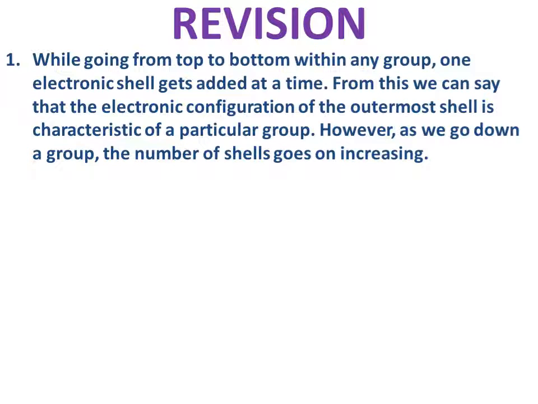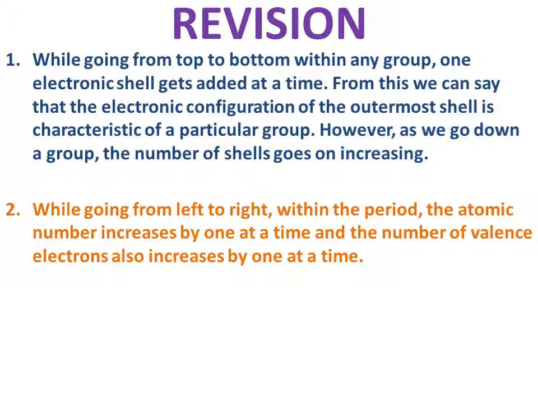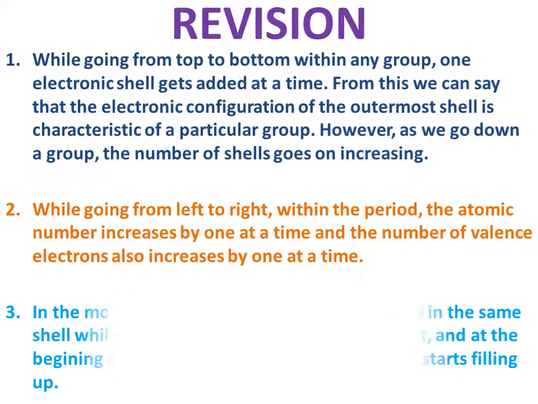Before learning the new point, we will discuss the previous knowledge. While going from top to bottom within any group, one electronic shell gets added at a time. From this, we can say that the electronic configuration of the outermost shell is characteristic of a particular group. However, as we go down a group, the number of shells goes on increasing. While going from left to right within the period, the atomic number increases by 1 at a time and the number of valence electrons also increases by 1 at a time.